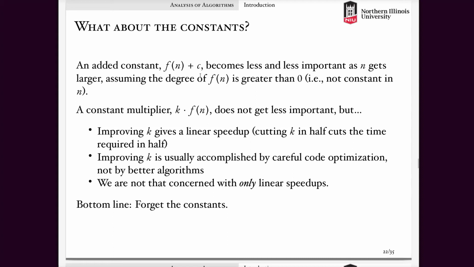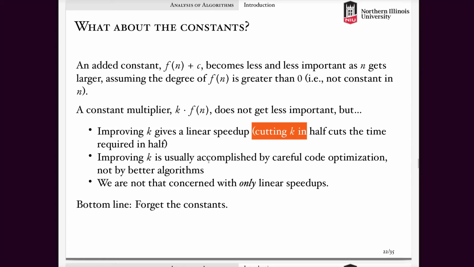So here's kind of a more mathematical view of the situation. When we have some function, no matter what it is, whether it's just n or 5n or something, plus this constant, the constant becomes less and less important as n gets bigger and bigger, assuming, of course, the degree of n is greater than 0. In that scenario, this c becomes less and less important as n gets bigger. If you have k times f of n, it doesn't get less important, but if you abstract this out, and you know this is some kind of constant, you can reduce that constant, and yeah, it'll have an impact. Like cutting a in half cuts the time in half.